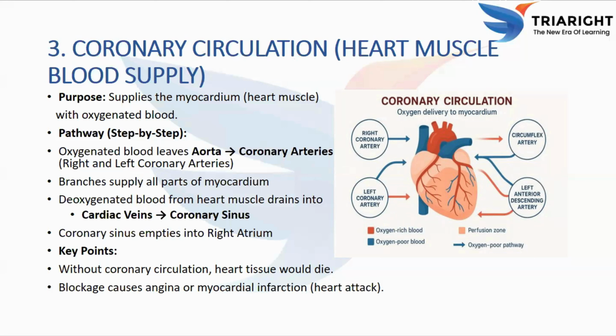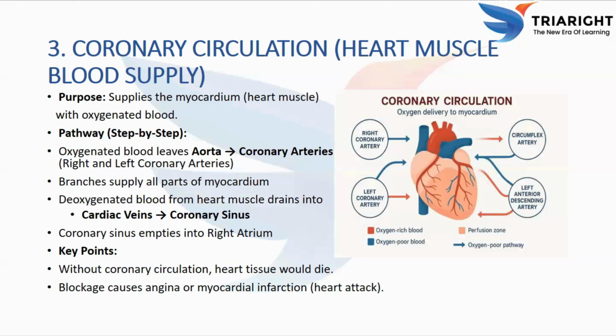So what is the step-by-step pathway for the coronary circulation? It starts right from the aorta. When blood leaves the left ventricle, it enters the aorta. From the aorta, the right and left coronary arteries branch off near its base. The left coronary artery divides into the left anterior descending artery and also the circumflex artery.